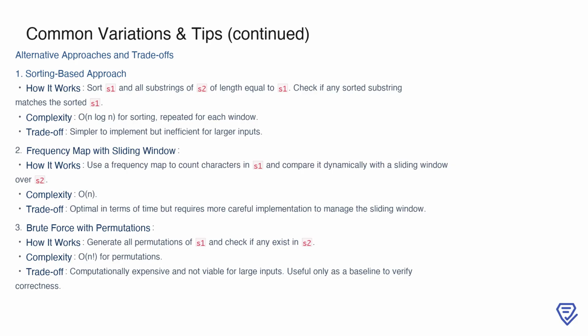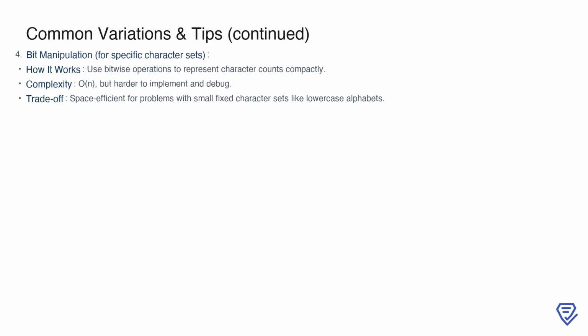This involves counting character frequencies in S1 and dynamically comparing these counts against a sliding window over S2. This method achieves optimal O(n) complexity but requires careful implementation to ensure the frequency map is updated correctly as the window shifts. Lastly, there's the brute force method, which generates all permutations of S1 and checks if any exist in S2. While this guarantees correctness, its factorial complexity makes it impractical for large inputs, so it's better suited for verifying smaller test cases.